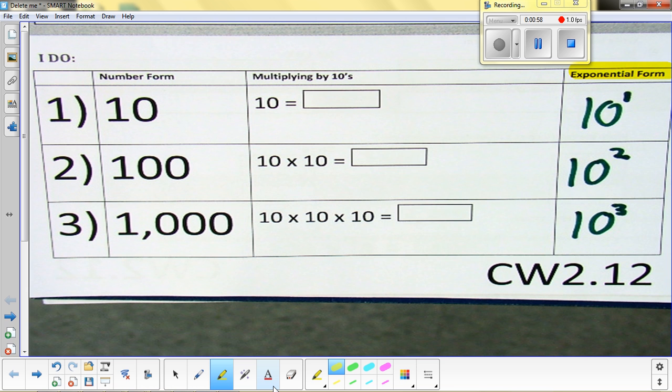So 10 to the third power, or 10 to the third, is bigger than 10 to the second, which is bigger than 10 to the first. When we say these numbers, we don't say 10 to the 1, 10 to the 2, 10 to the 3. We say 10 to the first, second, third, fourth, fifth, sixth.